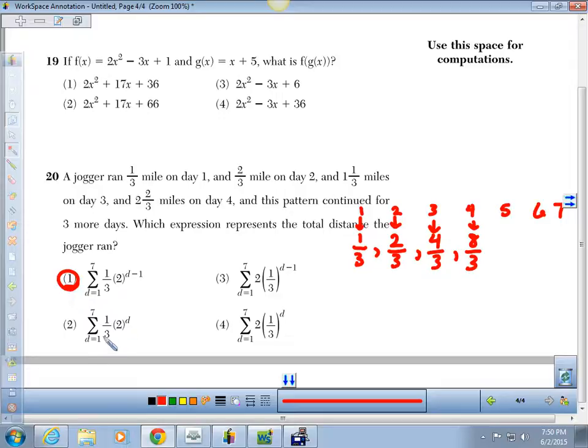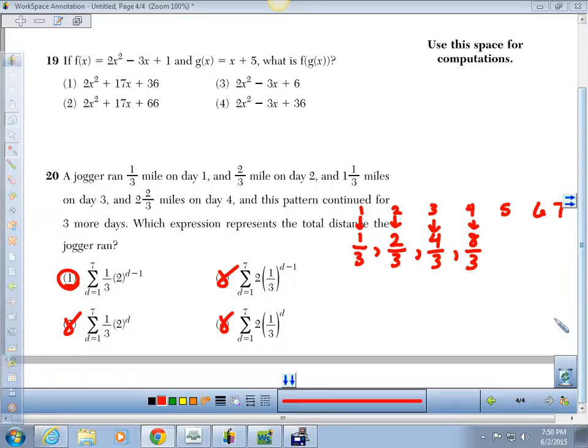Look at number 2. When I replace it with 1, what's 2 to the first? 2. And 2 times 1/3 would be, well, we needed it to start at 1/3, so it's not that one. What's 1 minus 1? 0. And anything to the 0 power is 1. And then 2 times 1 is 2, not 1/3. Okay. And back to the first power again. 1/3 to the first power is going to be 1/3. And then 2 times 1/3 is 2/3, not 1/3. Okay? Let me show you another way that's not guess and check and trial and error on this one.